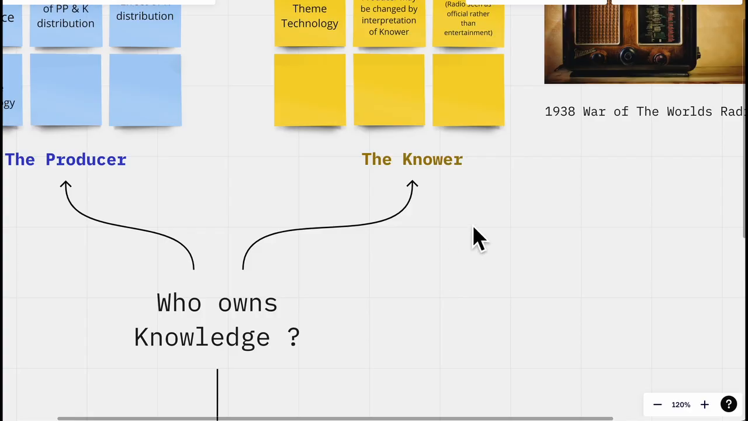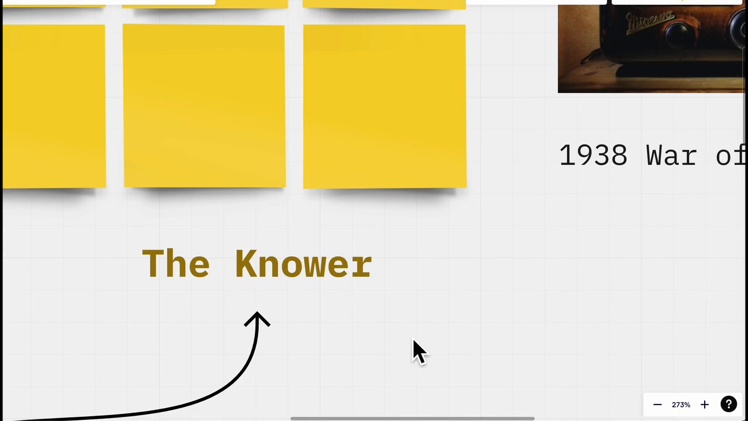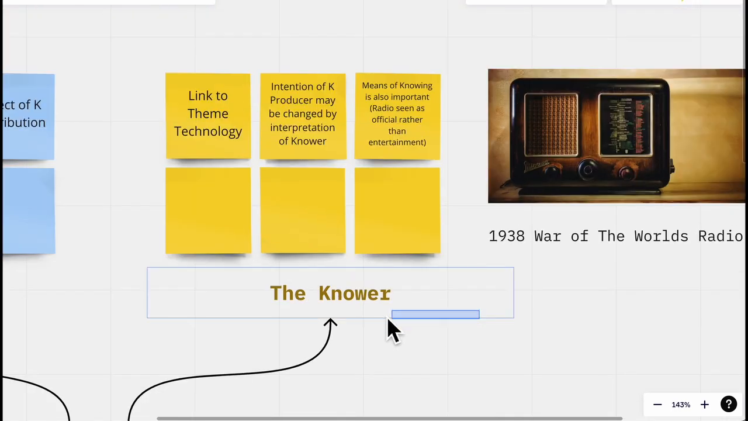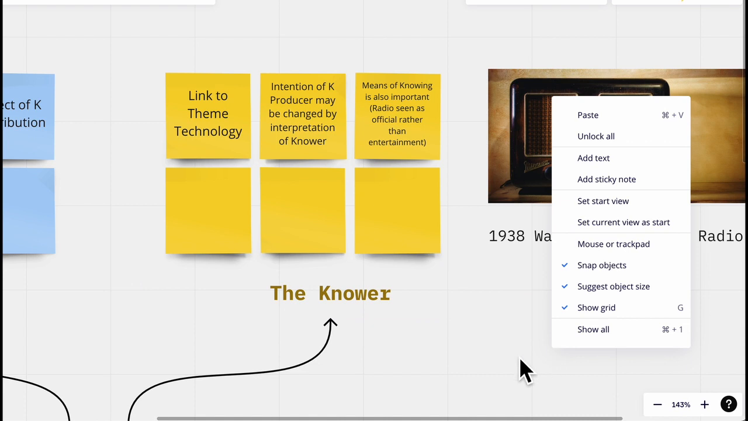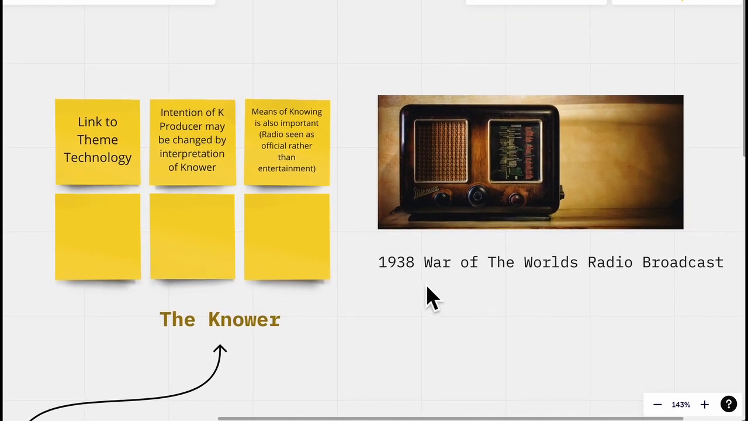Okay, so on to our second object. And the second object that I'm presenting here today is the 1938 War of the Worlds radio broadcast in the USA. So in 1938, a radio station in America broadcast a fictional account, obviously fictional, of H.G. Wells' book War of the Worlds, which is about aliens invading the Earth.